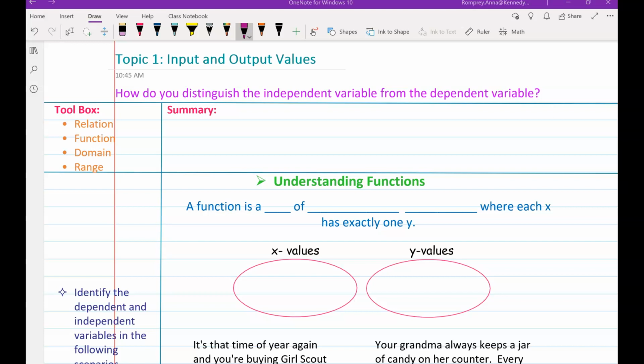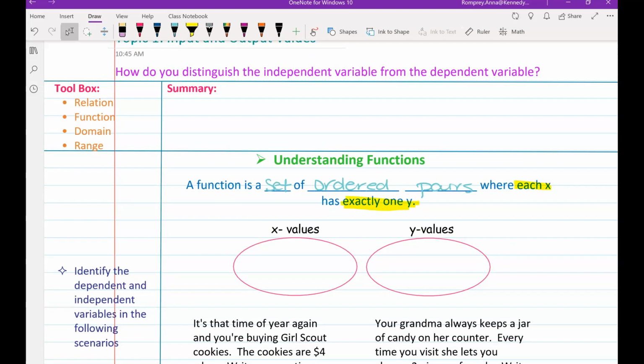So let's review. A function is what? A function is a set of numbers. Oh no, not just numbers. What kind of numbers? Well, it's a set of ordered pairs, and this is the important part, where each x has exactly one y. That's key.